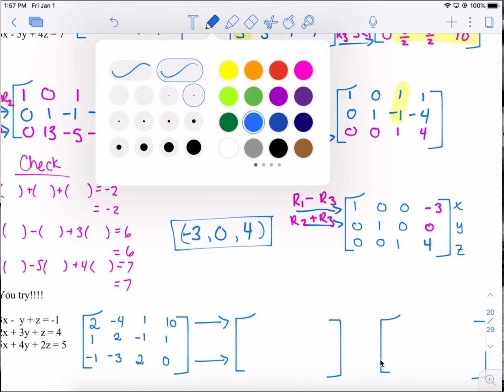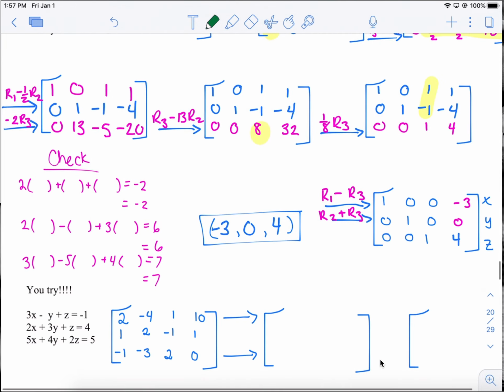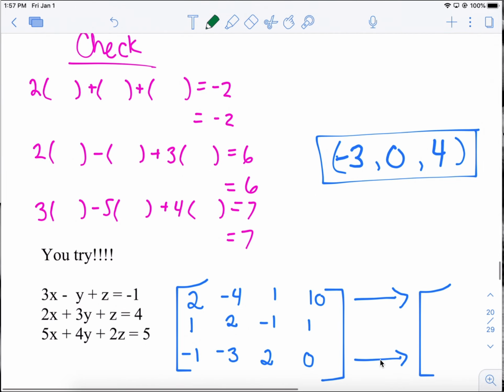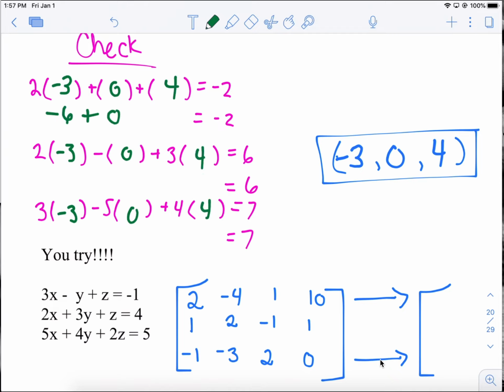And I'm going to plug them back in just to make sure they work out. So negative 3 is going in for all the x's, 0 for all the y's, 4 for all the z's, and then we'll check. So negative 6 plus 0 plus 4. Negative 2, yes. Negative 6 minus 0 plus 12. 6, yes. Negative 9 minus 0 plus 16 comes out to be 7, yes.